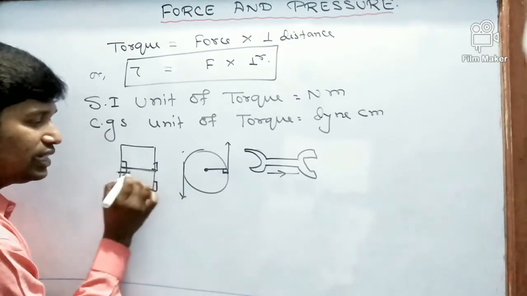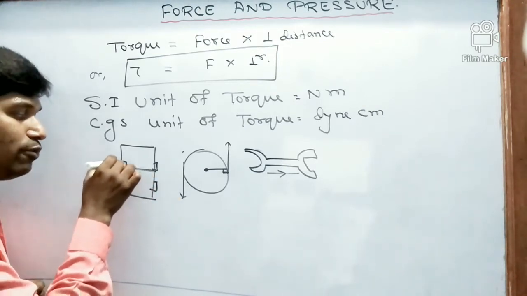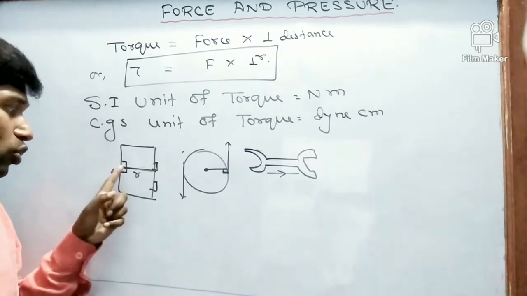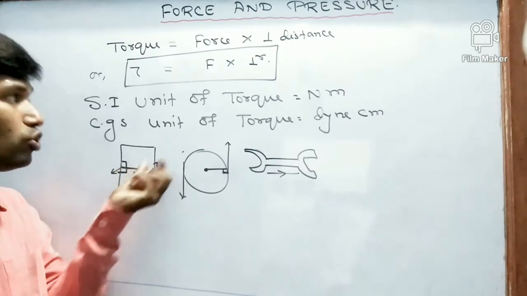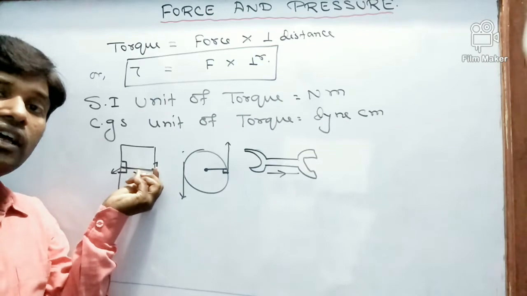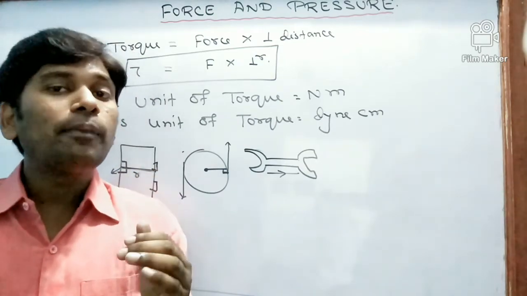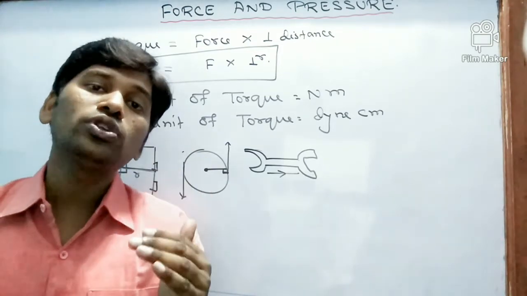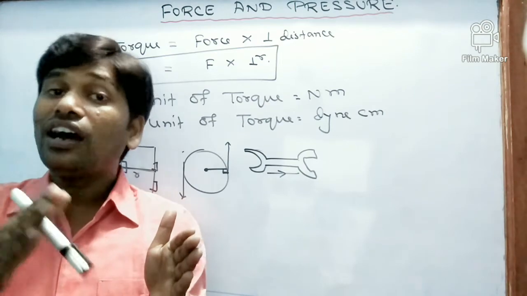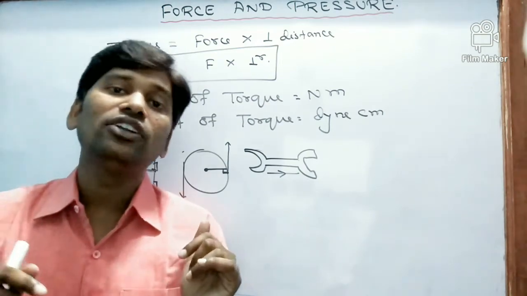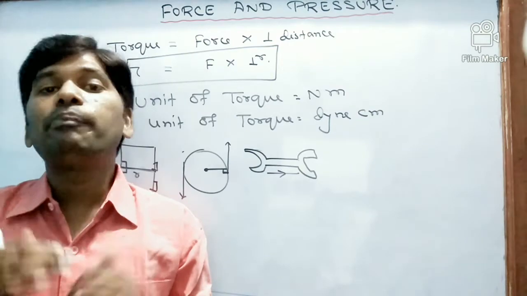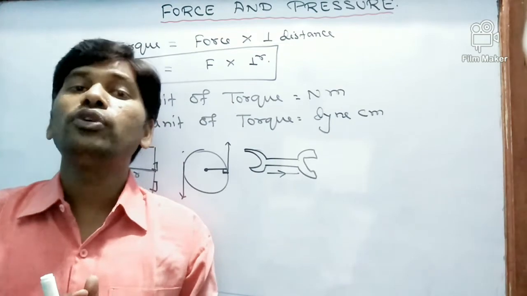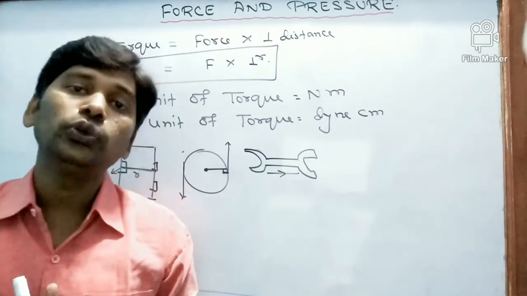The perpendicular distance R increases and the applied force is tangential, so that we can open or close the door easily. If the knobs are provided in the center, the perpendicular distance will be smaller, and with a smaller distance we have to apply a large force. That's why the knobs of the doors are provided at the open edge, the other side to the hinges, so that the perpendicular distance will be more, and we have to apply a smaller force to open or close the door.